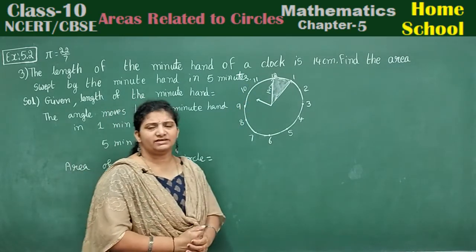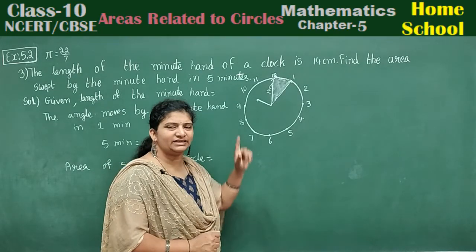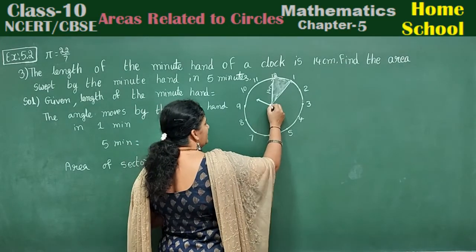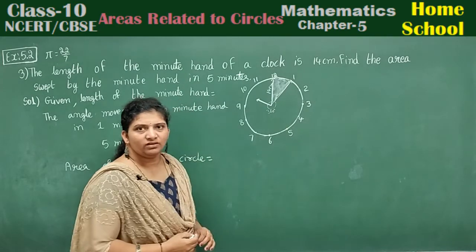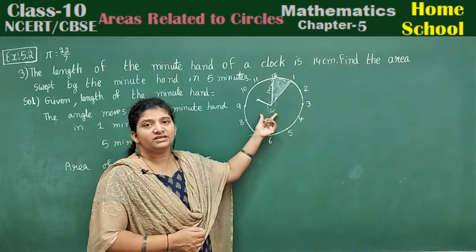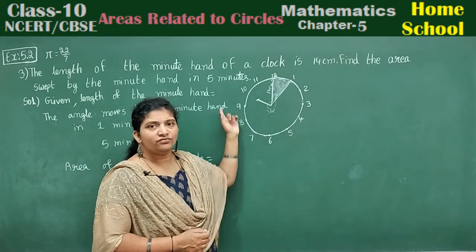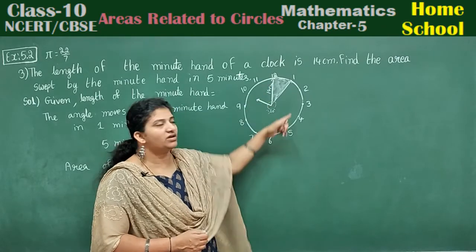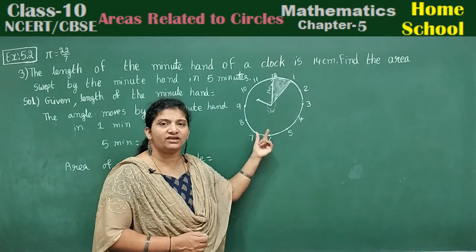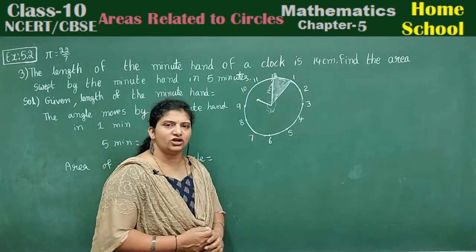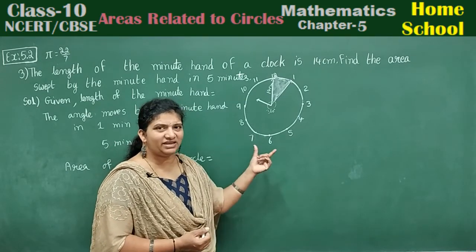So we know only the radius. Do we know the angle? No, we don't know, but we can calculate the angle, the central angle of a circle. Here the complete angle is 360 degrees, and 360 degrees is divided by 60 minutes. When the minute hand rotates fully, starting from here, it takes 60 minutes. So 360 degree by 60, you can divide and find 1 minute is equal to how many degrees. If you know that, you can find 5 minutes.